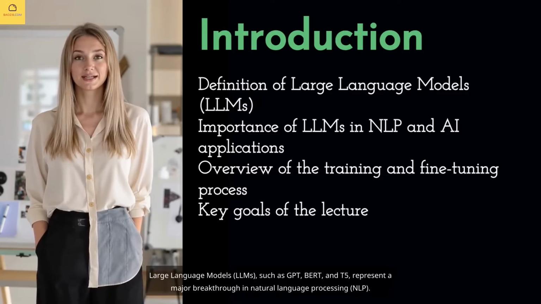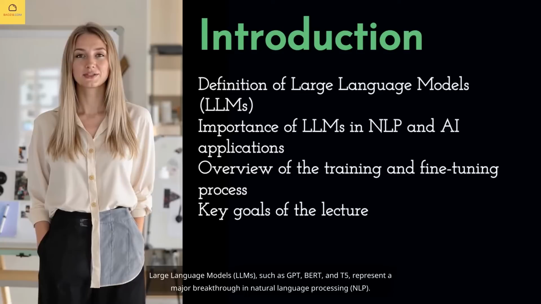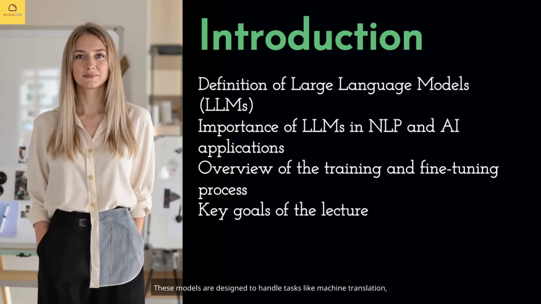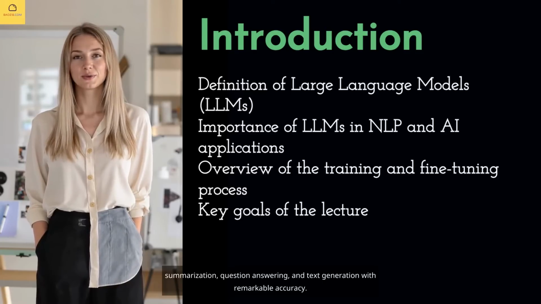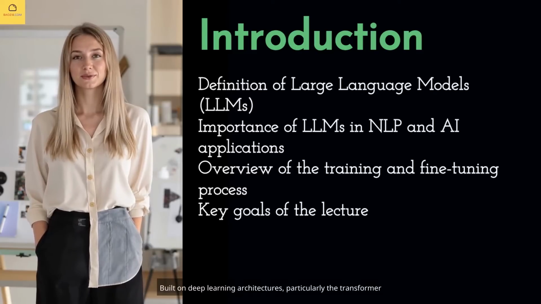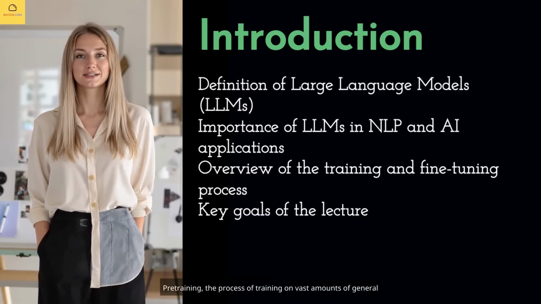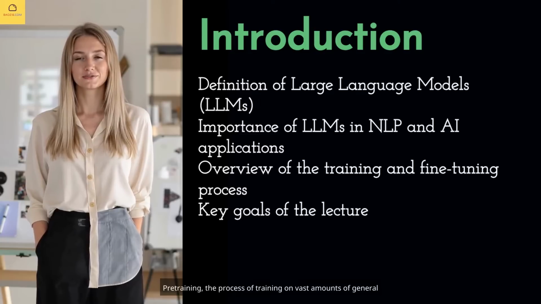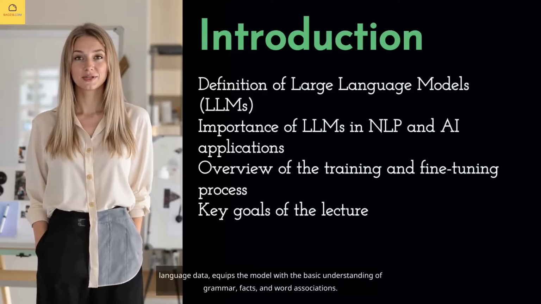Large language models, LLMs, such as GPT, BERT, and T5, represent a major breakthrough in natural language processing, NLP. These models are designed to handle tasks like machine translation, summarization, question answering, and text generation with remarkable accuracy. Built on deep learning architectures, particularly the transformer model, LLMs can understand and generate human-like text by learning from massive datasets. Pre-training, the process of training on vast amounts of general language data, equips the model with the basic understanding of grammar, facts, and word associations.